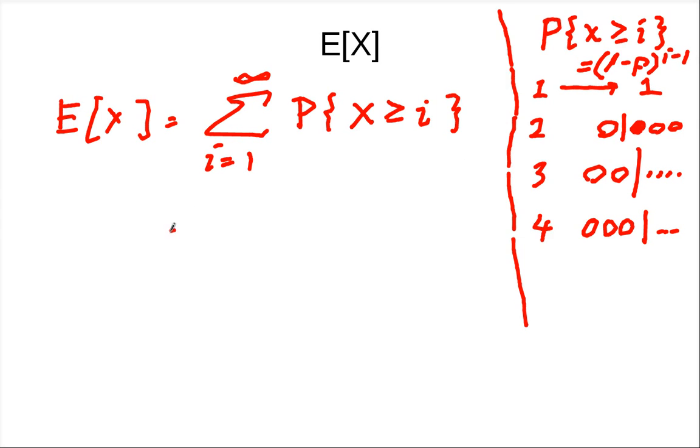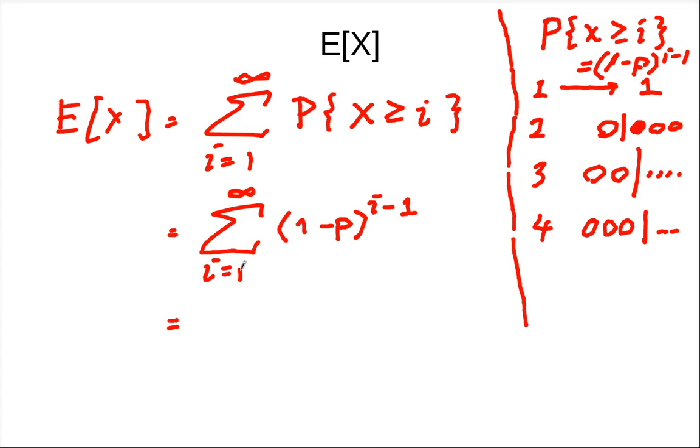So this sum becomes the sum from i equals 1 to infinity of (1 minus p) to the i minus 1. Now it's pretty close to the geometric series that we have discussed before, and we can make it exactly the geometric series by changing the variables. We decrease i by 1, so let j be i minus 1. With i being 1, j is 0, going to infinity. And this is (1 minus p) to the j. So it's basically the geometric sum.